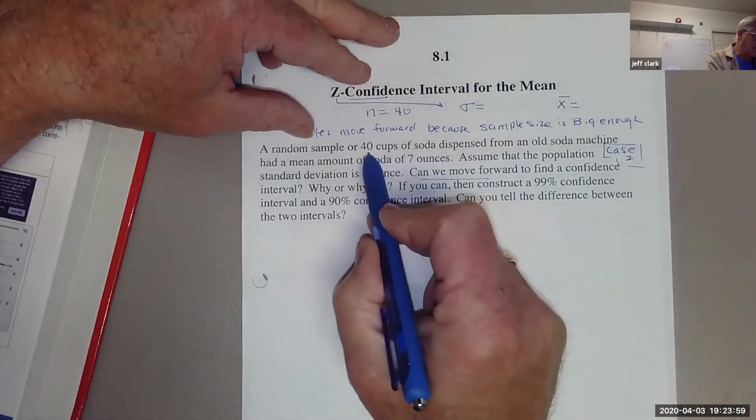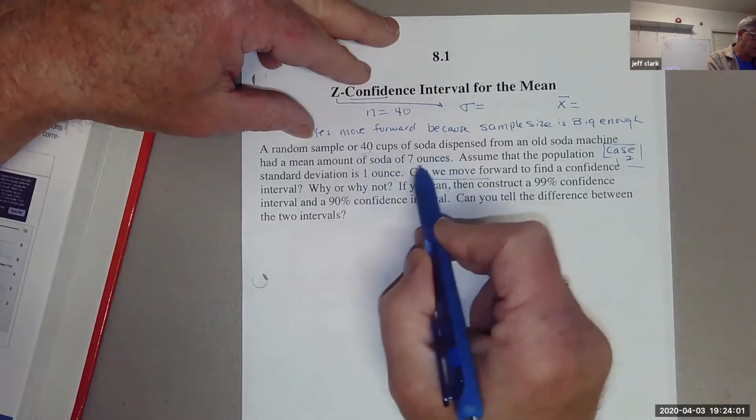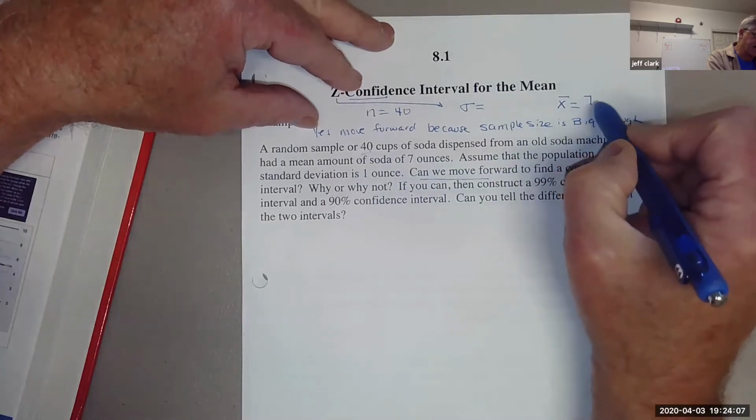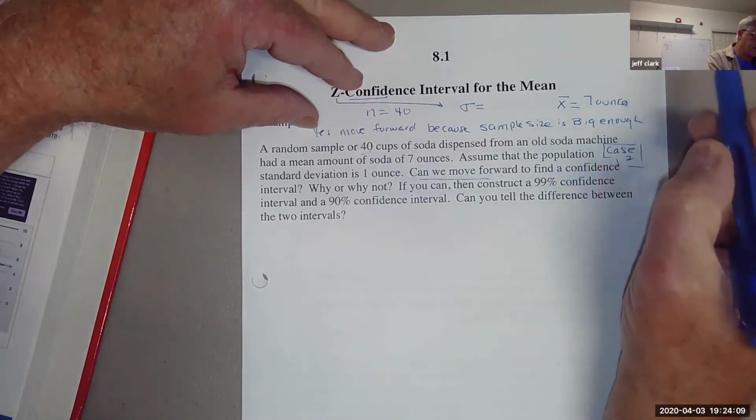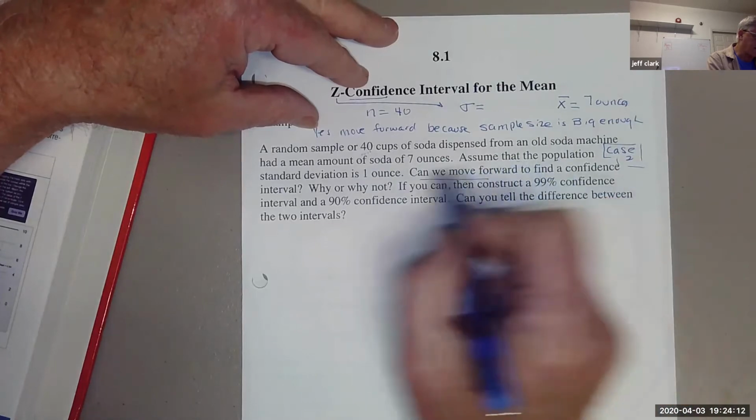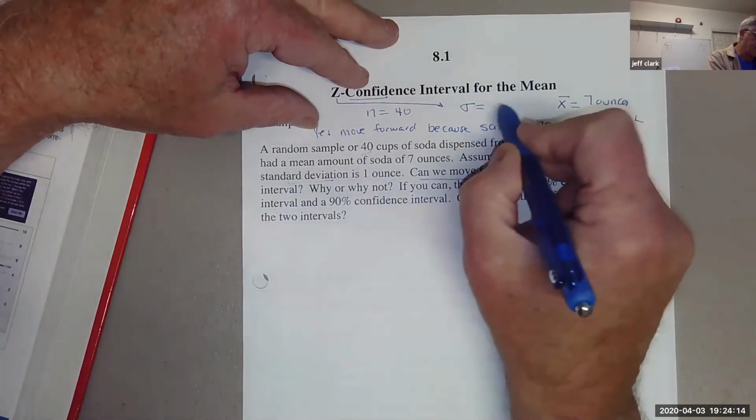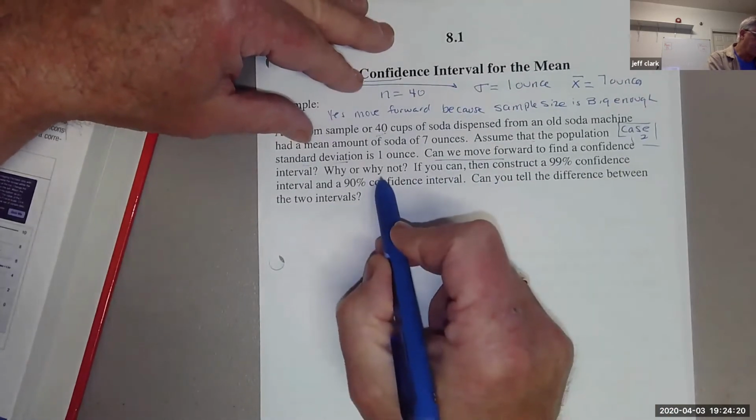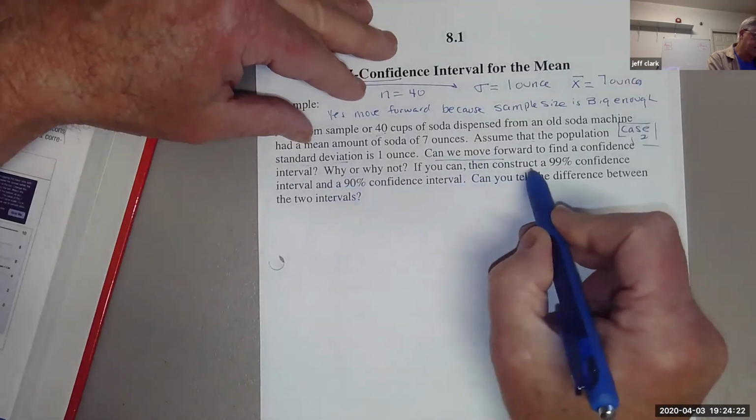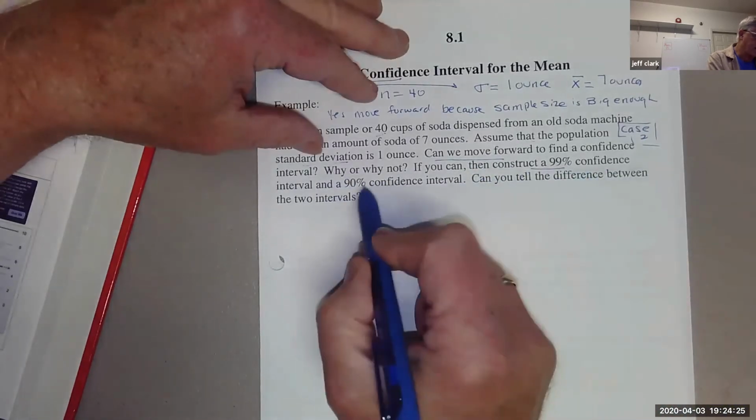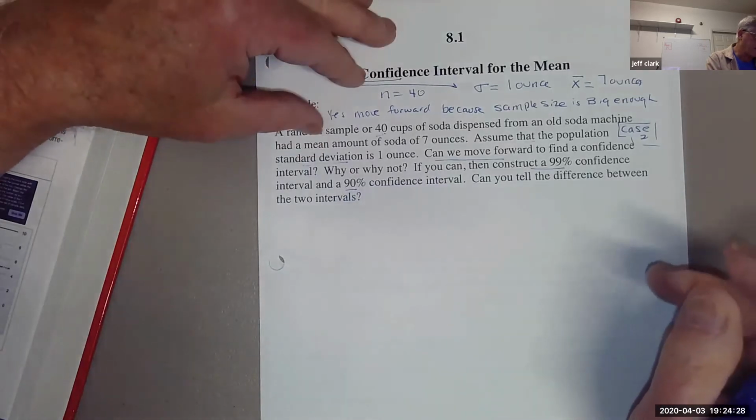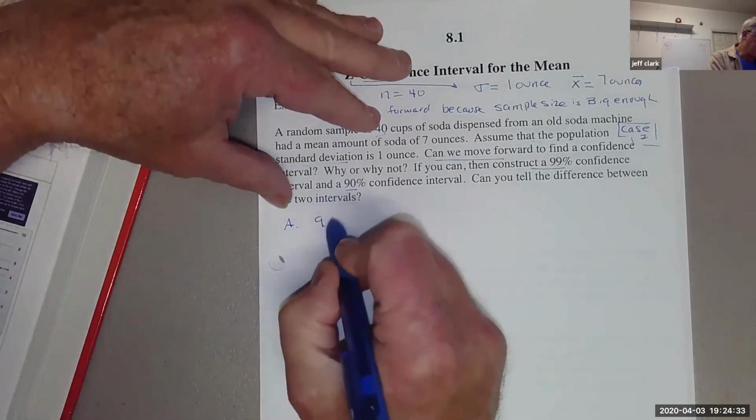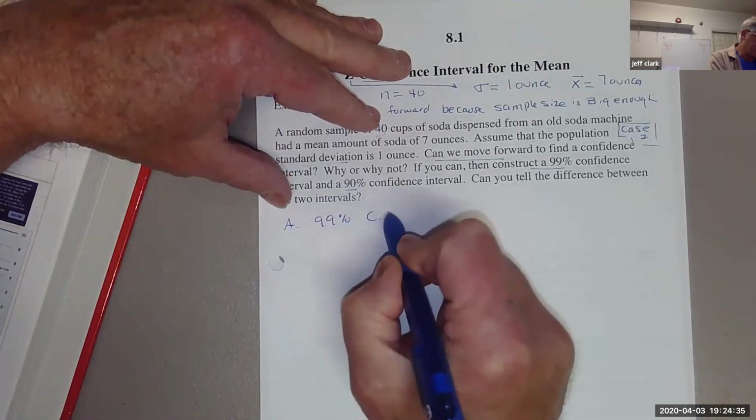All right, the 40 cups of soda, their average amount of soda in each cup is 7 ounces. So X bar is 7 ounces. And now you assume that the population standard deviation, which is sigma, is 1 ounce. And since we can move forward, then we're going to construct the 99% confidence interval. And at the same time, or afterwards, we're going to do the 90% confidence interval. So let's, letter A, do the 99% CI.